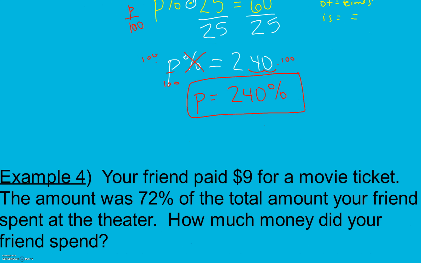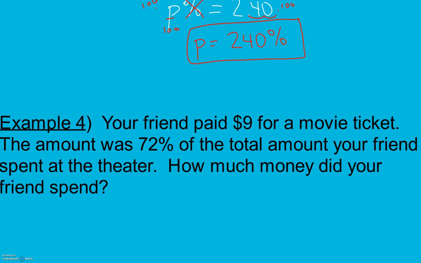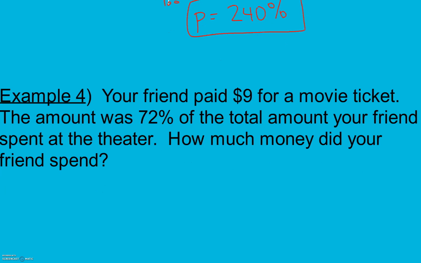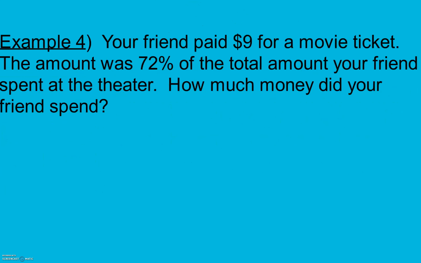Your friend paid $9 for a movie ticket. The amount was 72% of the total amount your friend spent at the theater. How much did your friend spend? So we're looking for part equals percent times our base. The percent again is fairly easy to figure out, and we can plug that in.